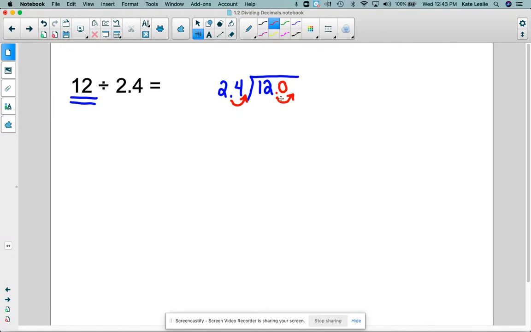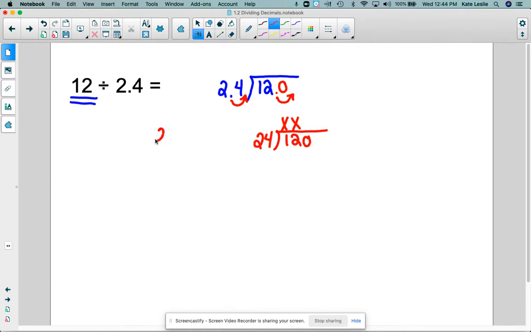Okay, I strongly encourage you to rewrite the problem. So my new divisor is just 24. And my dividend actually becomes 120 because I moved that decimal point one space to the right. Okay, now I can divide as normal. 24 cannot fit into 1, and in fact, 24 can't even fit into 12. It's too small. 24 can fit into 120.